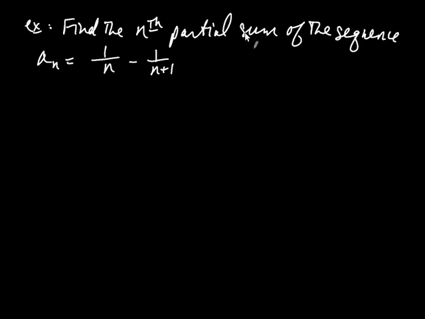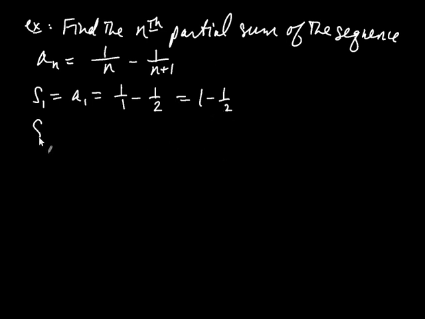So let's find the nth partial sum of the sequence A sub n equals 1 over n take away 1 over n plus 1. Now we could list the first so many terms if we wanted, but in this case it's easier to simply write out the partial sums explicitly. S sub 1 we know is just A1, and plugging in 1, it's going to be 1 over 1 take away 1 over 2. That can be written as 1 take away 1/2. You can simplify this, but we're going to leave it in this form because we're going to notice a pattern emerging.